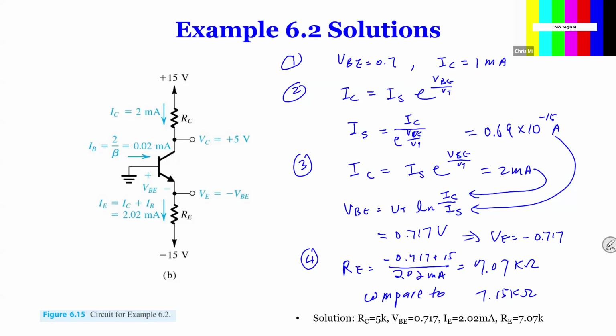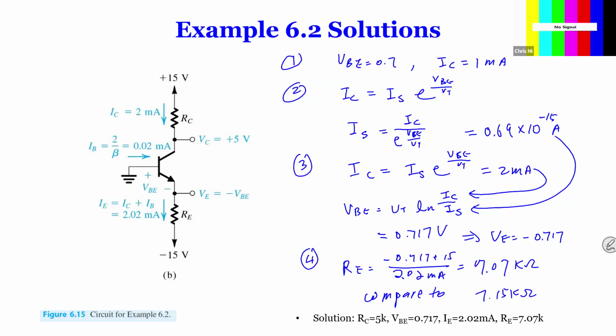Based on this, we found that the actual RE we need is 7.07 kilo ohms if we consider the actual device physics. If we don't do that, and assume VB is simply 0.7 and doesn't change when the current changes, we got the resistance to be 7.15. So there's a slight difference between considering VB as a constant or as a variable based on IC.